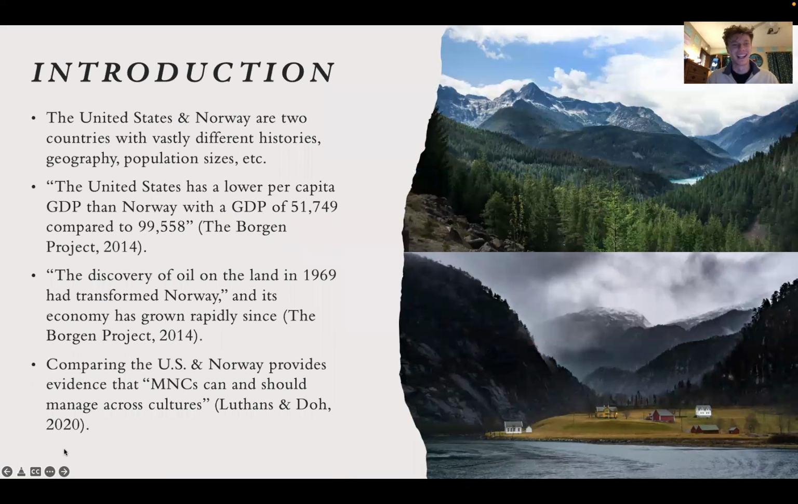For my introduction, the US and Norway are two countries with totally different histories, geographies, and population sizes. The US is significantly larger at around 337 million people, compared to Norway's 6 million-ish people. But despite this, the US actually has a lower per capita GDP than Norway.